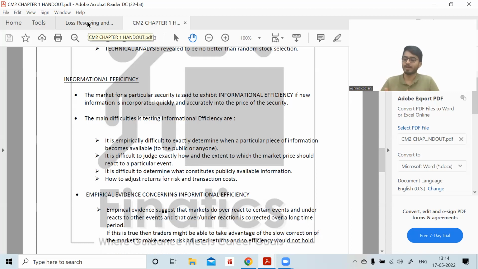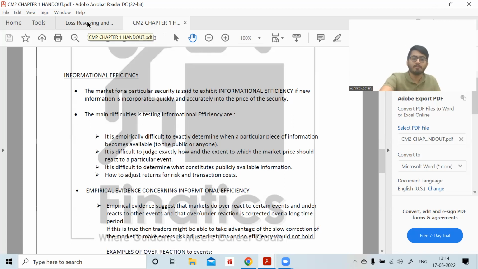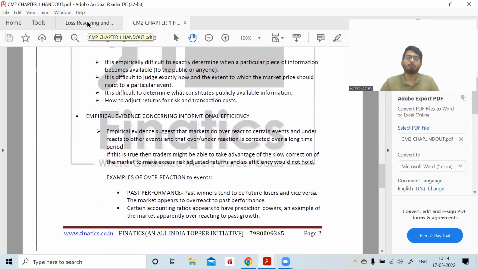And last is how to adjust returns for risk and transaction costs. Empirical evidence concerning informational efficiency. So empirical evidence suggests that markets do overreact to certain events and underreact to other events, and that over or under reaction is corrected over a long period of time. If this is true, if let's say a particular stock is underreacting or overreacting, then it means that you can make, let's say, high risk adjusted returns.